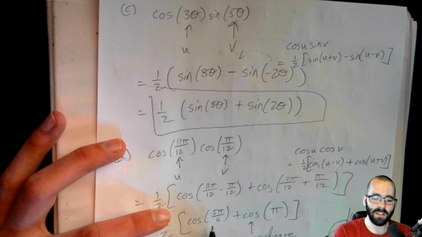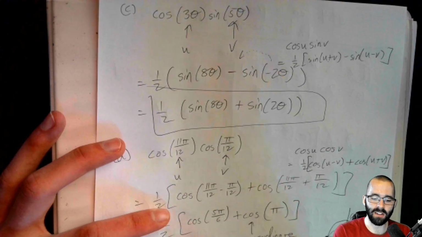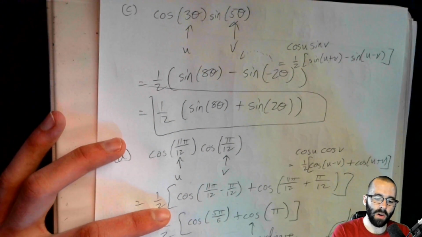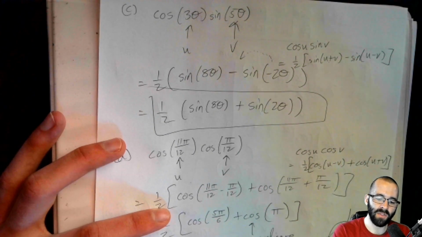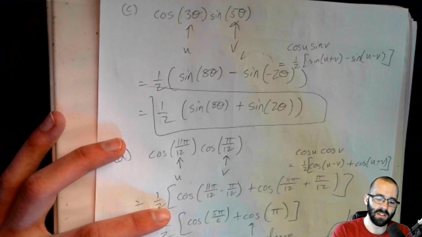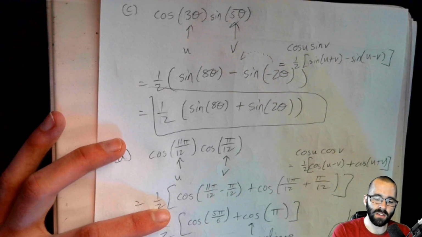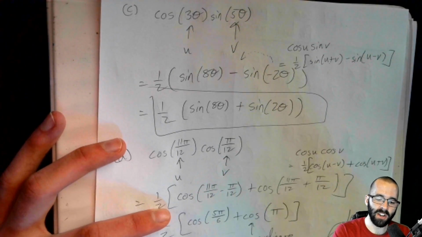5 pi over 6 is almost pi, but we're missing a pi over 6 for it to be pi. So we have this angle with a reference angle of pi over 6. It's in the second quadrant, so the x-coordinate is going to be negative, and you can copy down your triangles that I will give you.